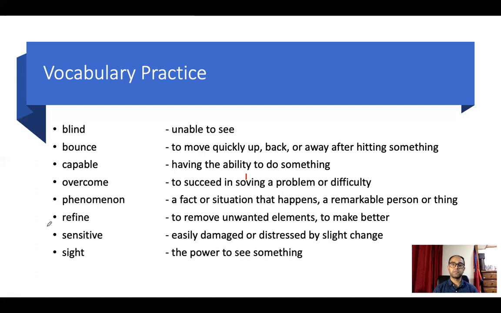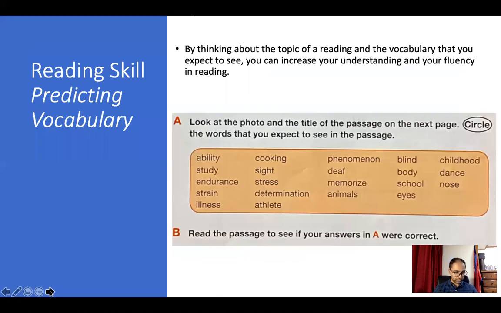Next one, sensitive, which is easily damaged or distressed by slight change. For example, if you're a really sensitive person, a small problem can hurt you a lot. Sight is the power to see something. That's why we call it eyesight. Okay, good eyesight, bad eyesight. Good job. Let's go to the next exercise.